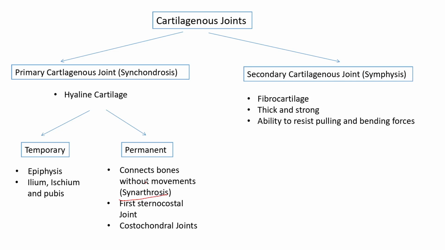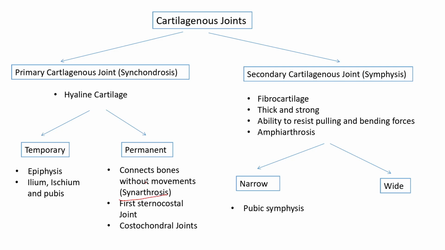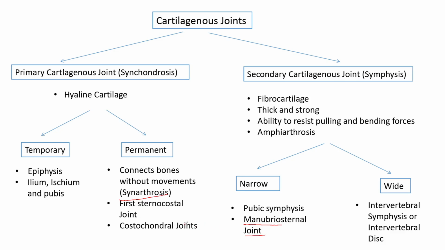These are thick and strong, and they have the ability to resist pulling and bending forces. These are amphiarthrosis and can be divided into narrow and wide symphysis. Example of a narrow symphysis is the pubic symphysis. An example of a wide symphysis is the intervertebral symphysis or intervertebral disc. The manubriosternal joint is also an example of a narrow symphysis. So we have to remember sternocostal joints and costochondral joints are permanent synchondrosis, whereas the manubriosternal joint is a narrow symphysis.